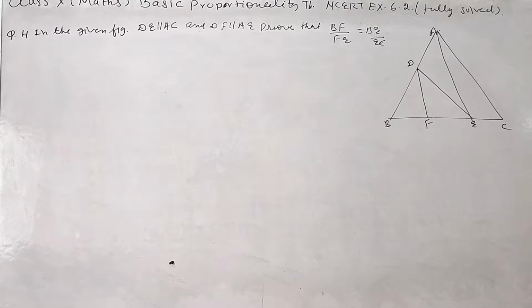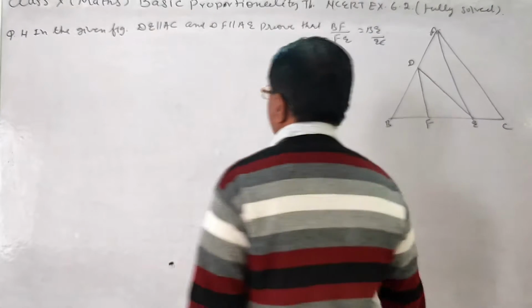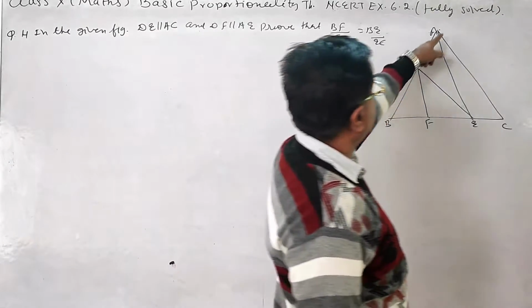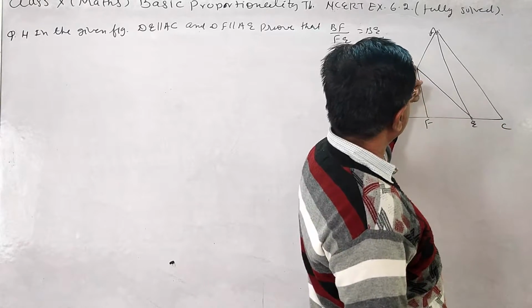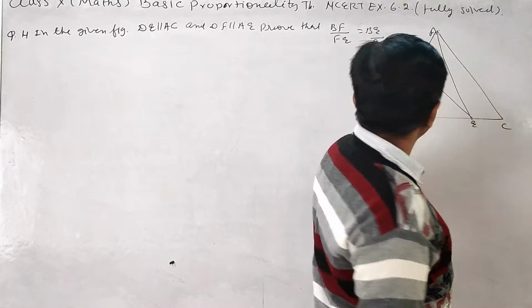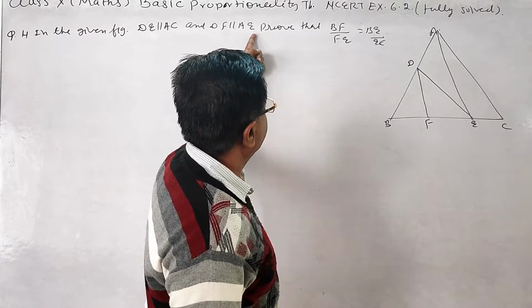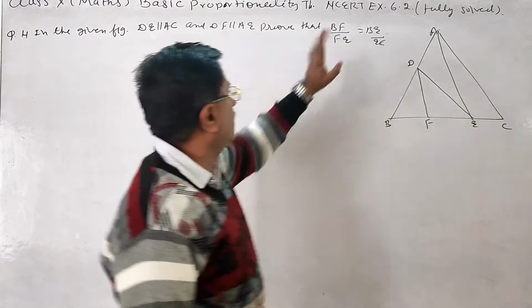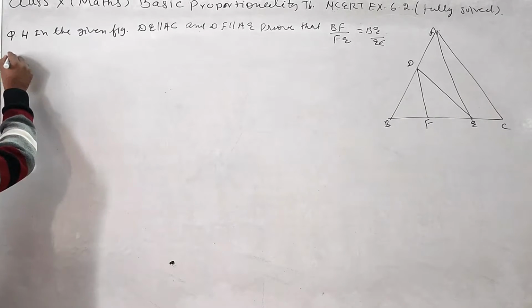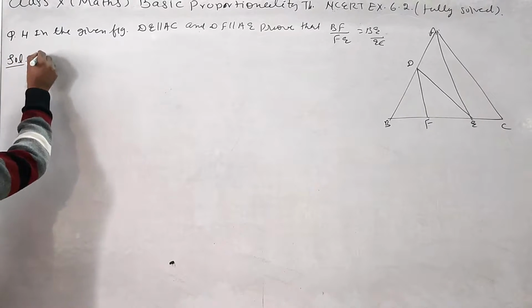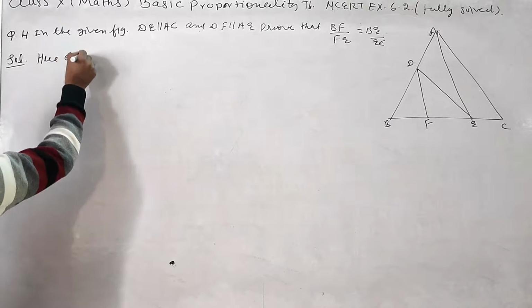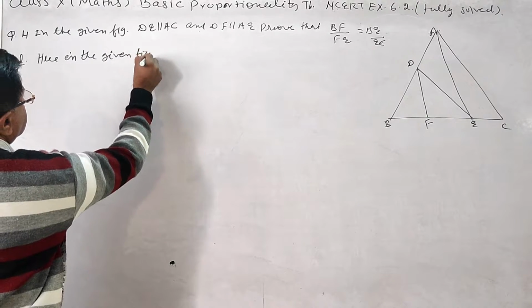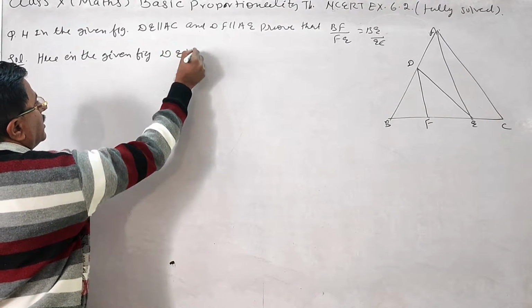Next problem says, example question number 4. In the given figure, we are given DE parallel to AC. This is triangle ABC, in which DE is parallel to AC. This is given, and DF parallel to AE. You have to prove this. So in the solution, we write: in the given figure, DE parallel to AC.